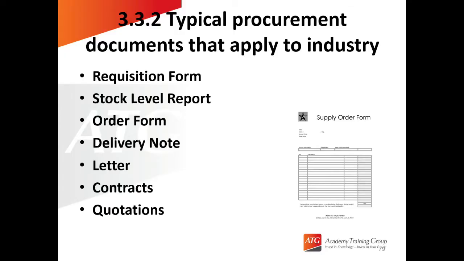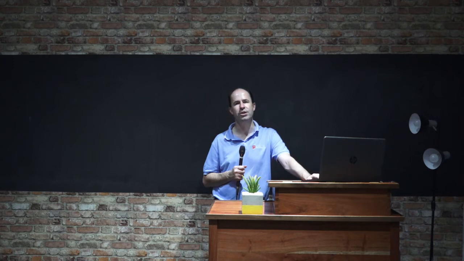Typical procurement documents that apply to industries. For example, you might need to have a requisition form, stock level reports, order forms, delivery notes, letters, contracts, as well as quotations. Remember, a requisition form is basically a request from the company to purchase a specific product. Without that, the person who is receiving that order would not honor that request. Then a stock level report, as you know, is checking to see how much stock is in the actual business itself. So somebody wants to purchase, for example, a set of golf balls.